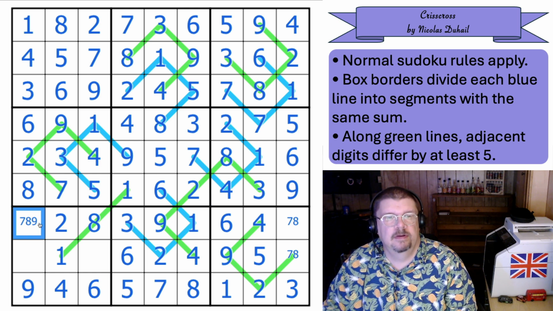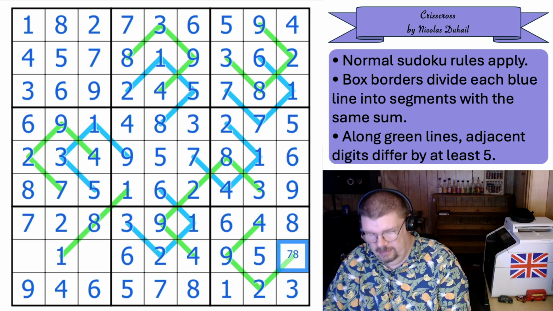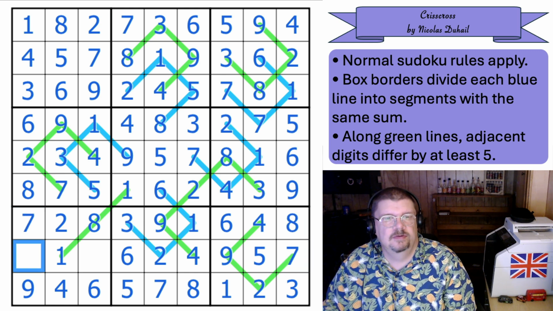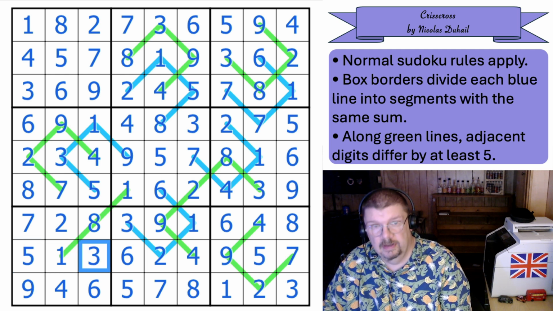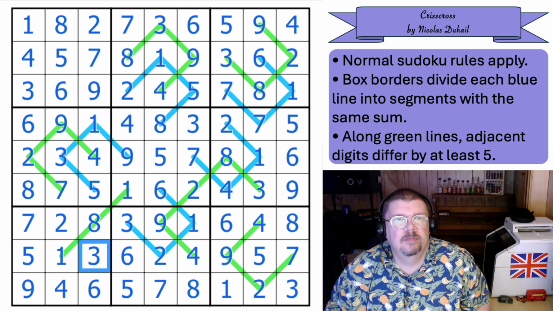That is not a 9 by the row or an 8 by the column, making it 7. That makes this 8, this 7, and I have 2 digits to go, which are 3 and 5, and I can place them like that. And I have clearly done something wrong. What have I done wrong? Where is my error?